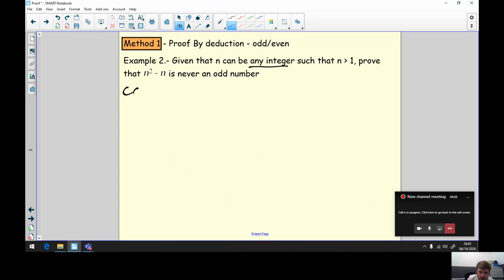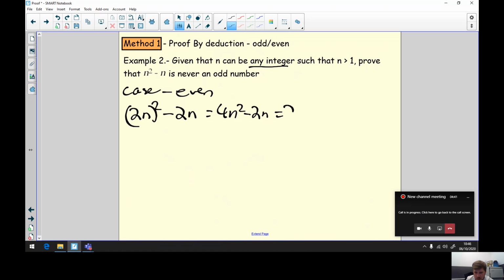My first case is if the number I pick is even, then n squared minus n is going to be 2n squared minus 2n, which is 4n squared minus 2n, which is going to be a multiple of 2 because it's 2(2n squared minus n), so therefore even. That was case 1. Case 2 is if it was odd.